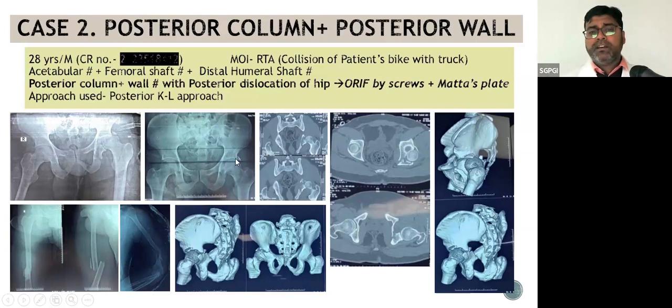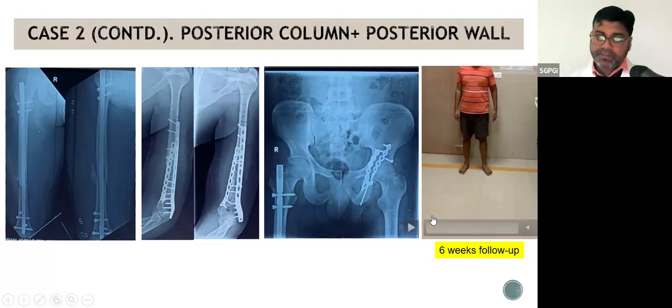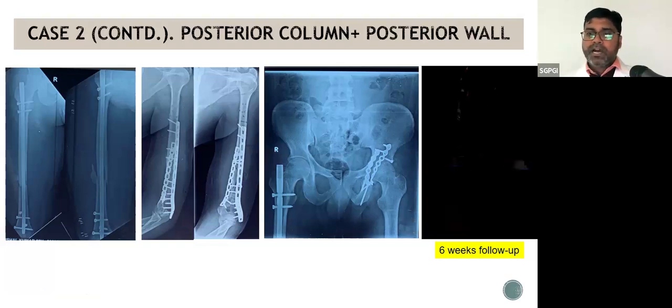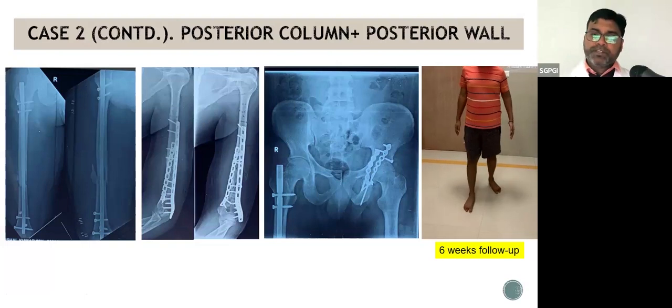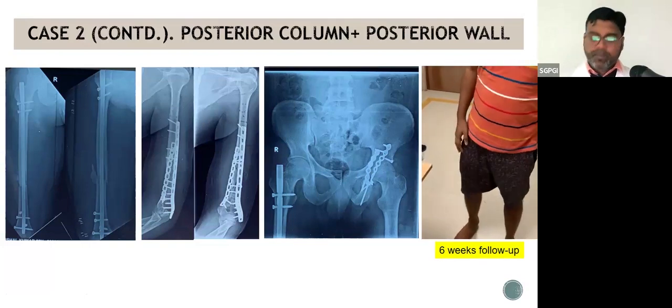Just look at the X-ray. It seems like it's normal, there's just a flake of bone over there. But once we got a CT scan, we found that the femoral head was out, and there was a fracture of the posterior wall as well as the column. That is why I said that CT scan is a must in these kinds of scenarios. We went ahead with fixation of all these fractures. And as you can see, at six weeks, when the patient came for follow-up, I started mobilization of the patient. You need a good fixation before you can actually mobilize the patient.